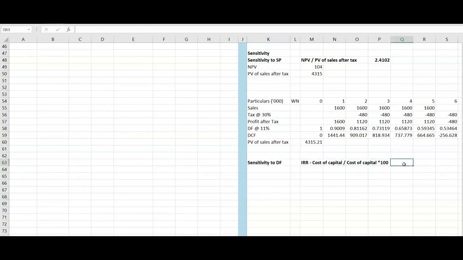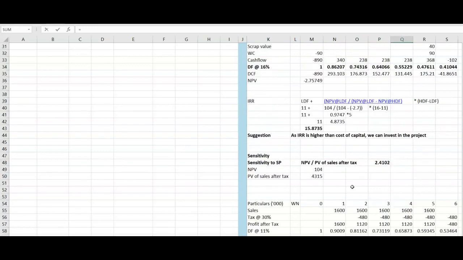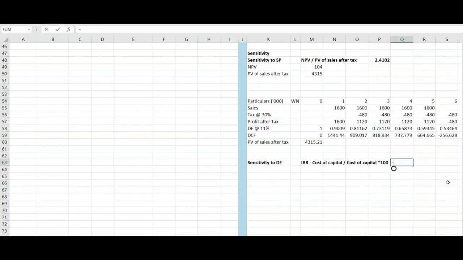So we'll work it out here. The IRR of this problem was 15.8. So first we'll put that minus the cost of capital in the sum, which was 11%. So first put this in a bracket, okay, divided by 11 and into 100 will give you percentage, and you got an answer. The answer comes to 43.6.